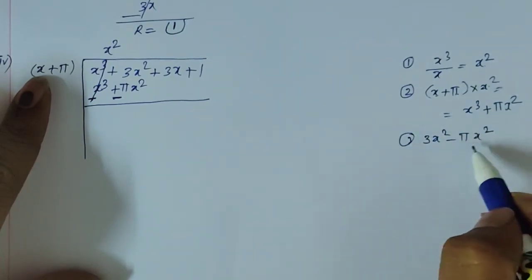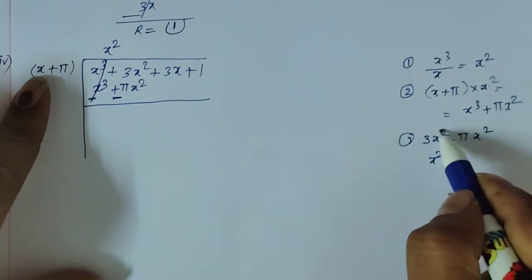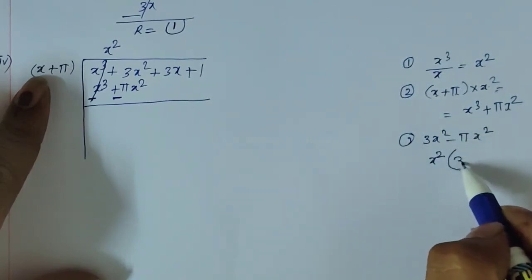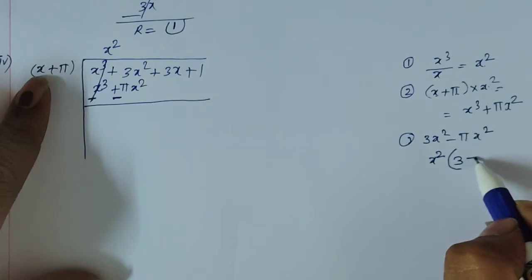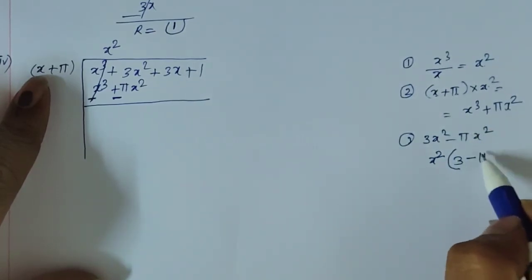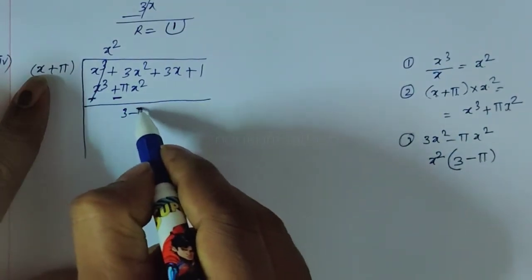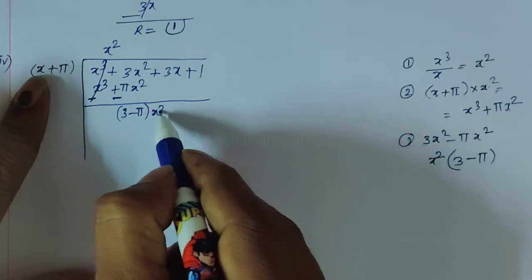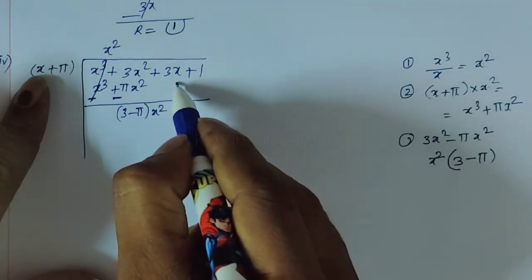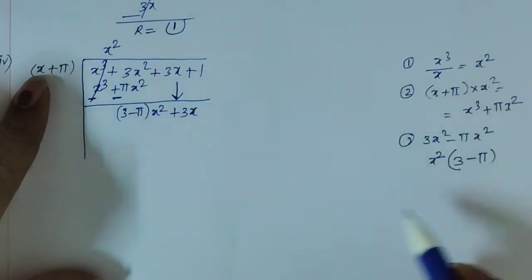If you see in these two terms x square is common, so by taking x square common, only 3 will be left in the first term. Write minus, here x square is common, so what is left? Pi. So how much did you get? 3 minus pi into x square is the remainder. Now you need to just bring down the 3x, so plus 3x here.